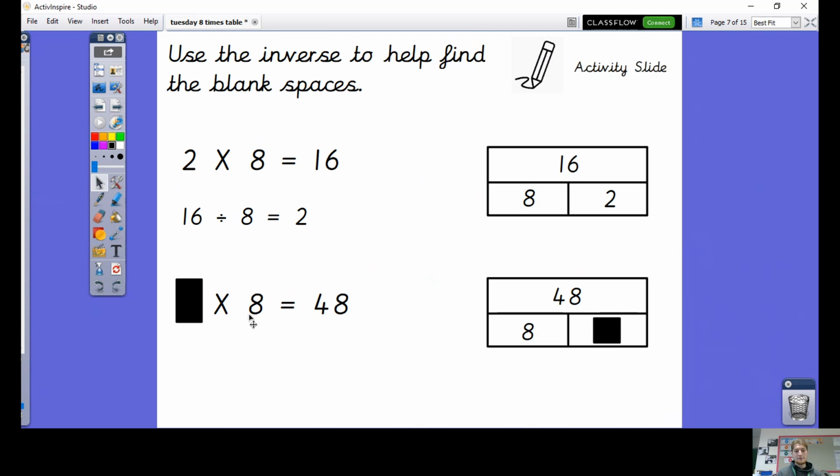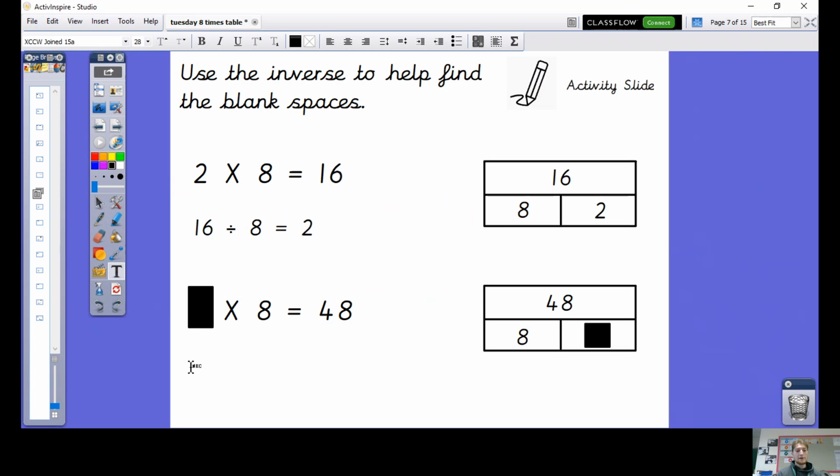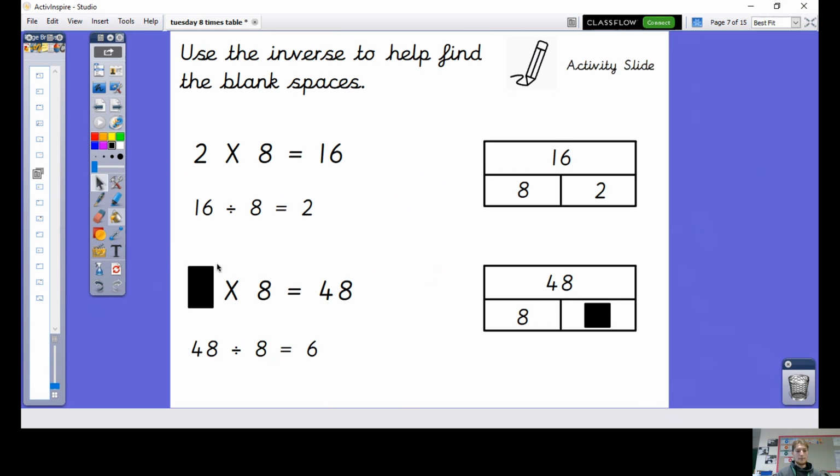So something times 8 equals 48. Again, we know the whole part is 48. We know that we have the biggest number. So again, we can divide. 48 divided by 8 equals, right, I've got to find how many times 8 goes into 48. I can count in my 8s again. 8, 16, 24, 32, 40, 48, 6. 8 goes into 48 6 times.